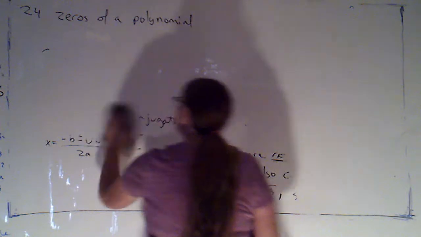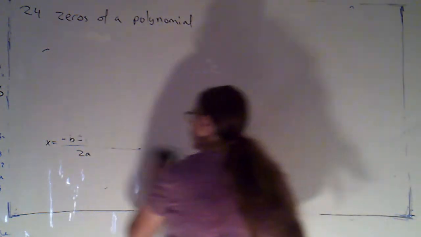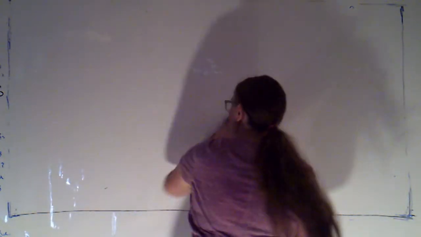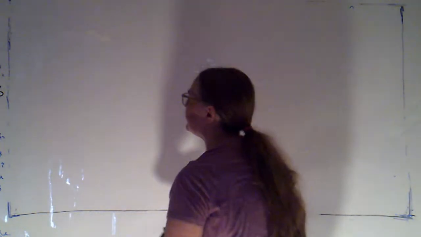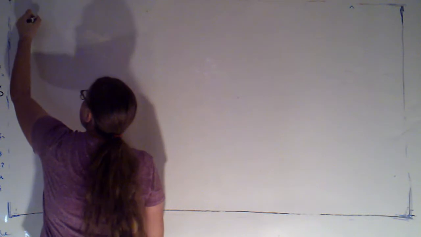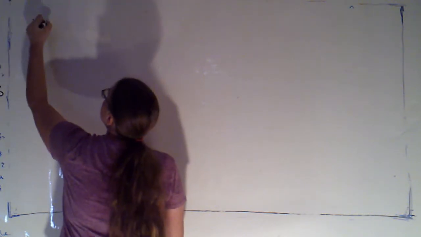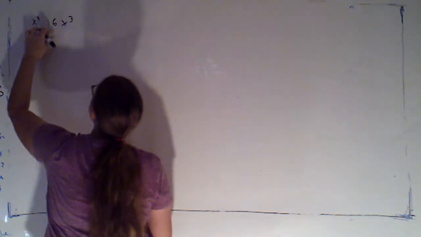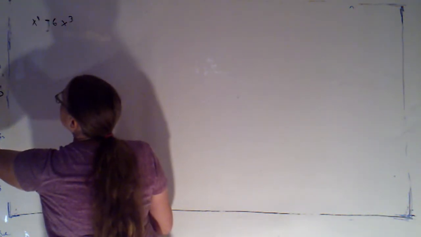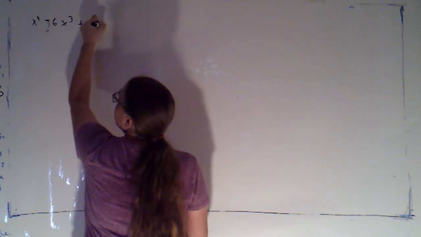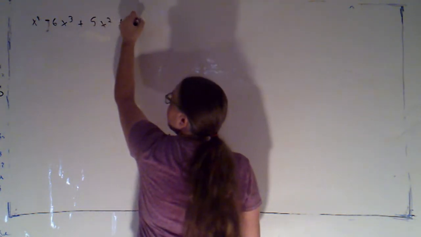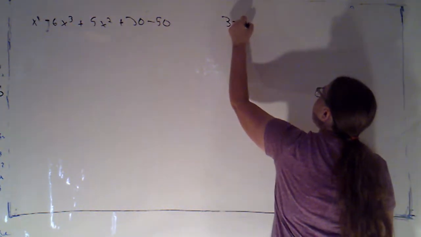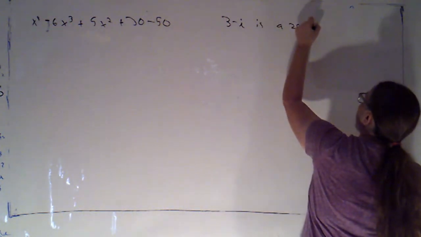Well, what I'm going to do is give us a polynomial. I've actually taken one from an even-numbered problem in your book, but I'm going to change the directions slightly. The polynomial is x to the 4th plus 6x cubed, minus 6x cubed plus 5x squared plus 30x minus 50. And I'm going to tell you that 3 minus i is a 0.